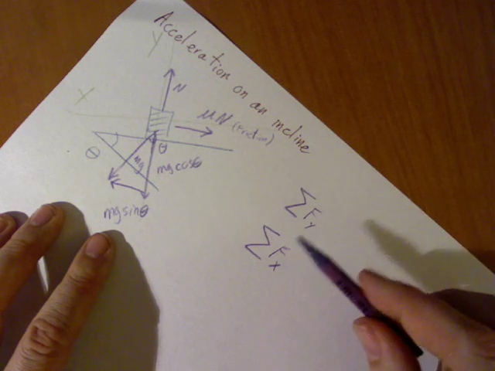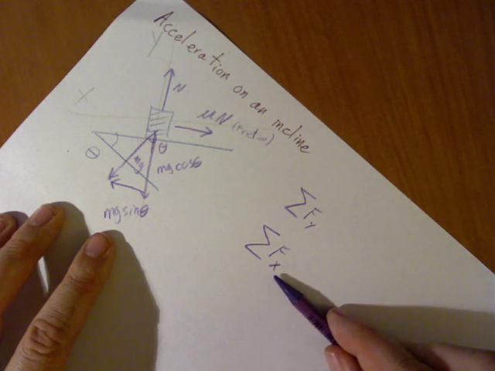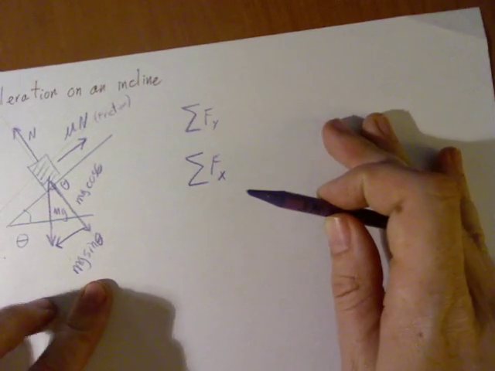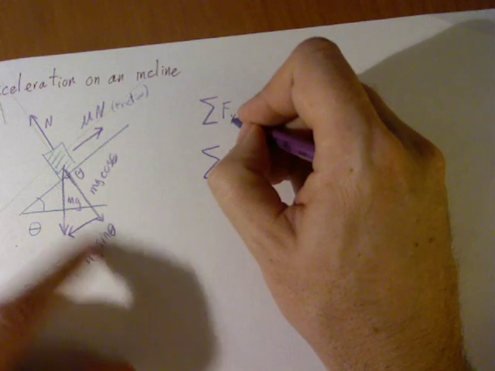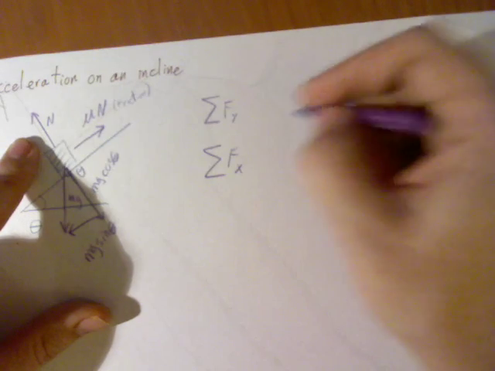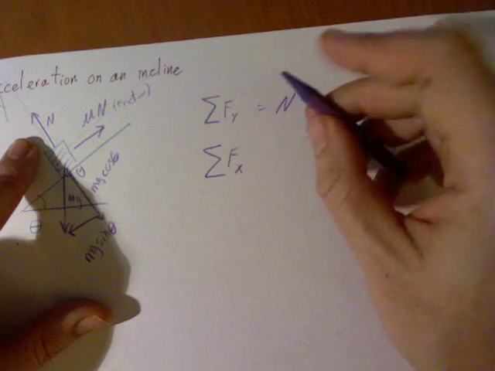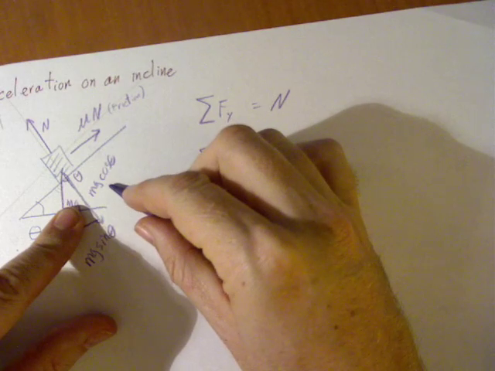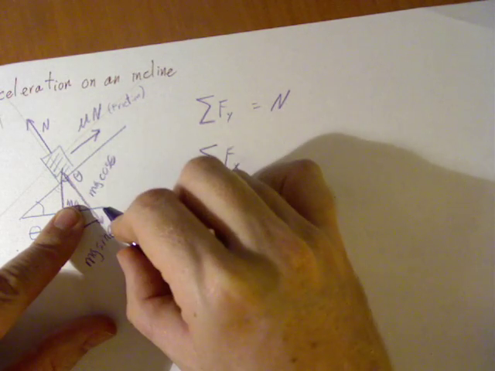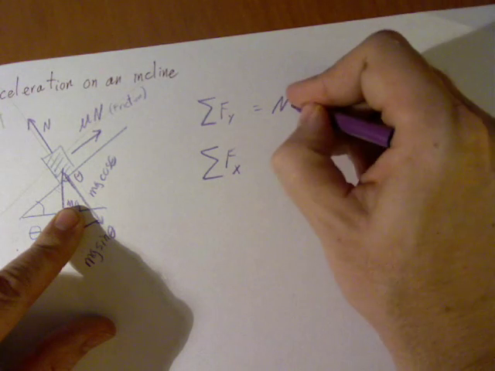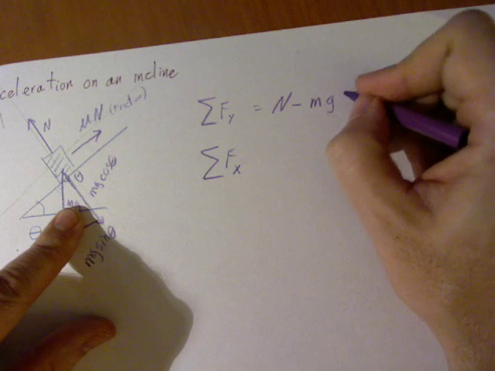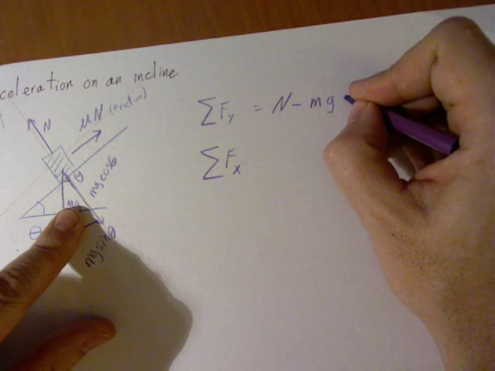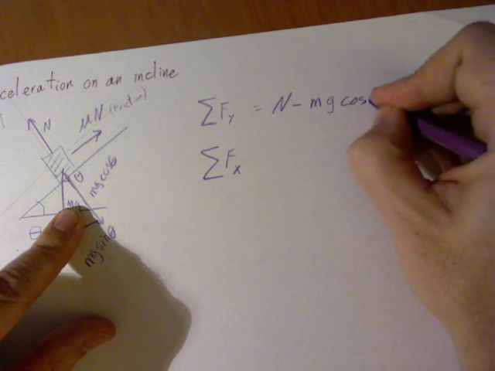So, if we want to add up our forces in x and in y, we can say, okay, our forces in y. We have the normal force, and we have the part of gravity that's pushing into the incline. We can write that mg cosine theta.